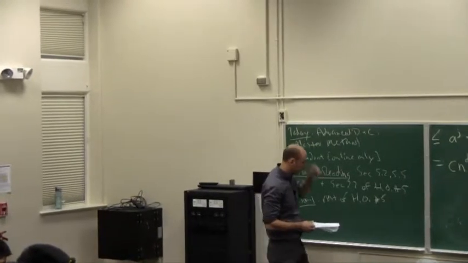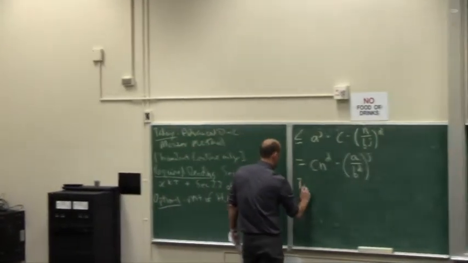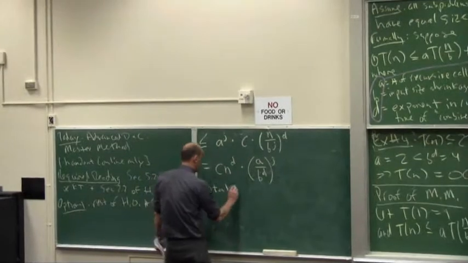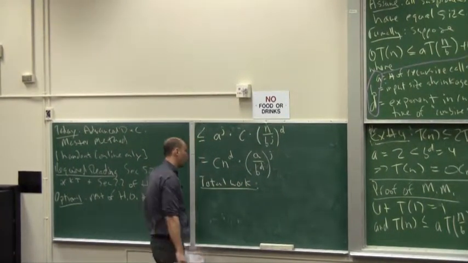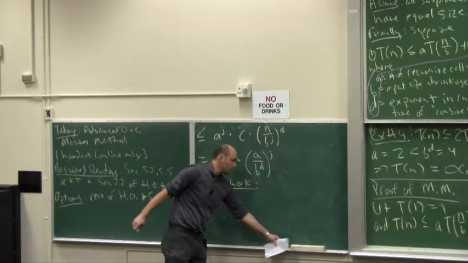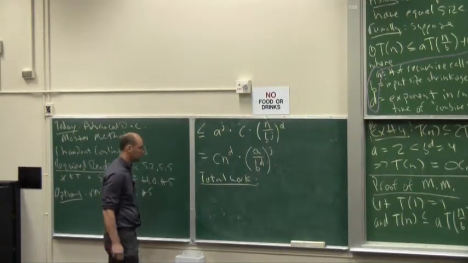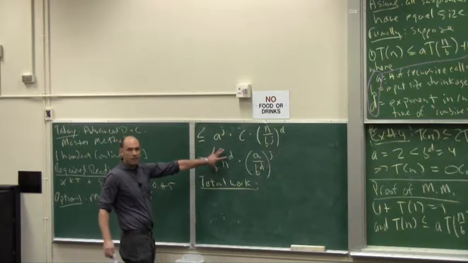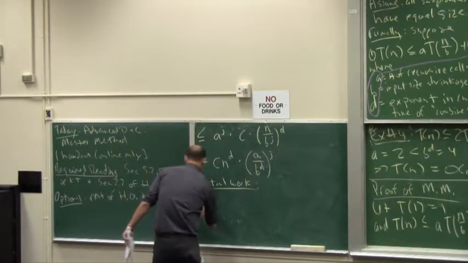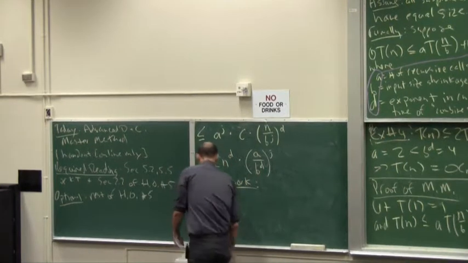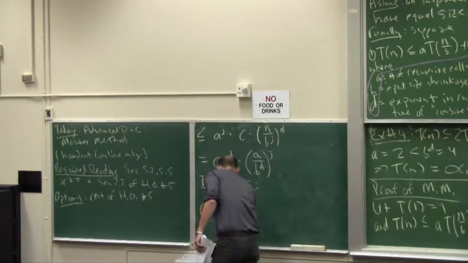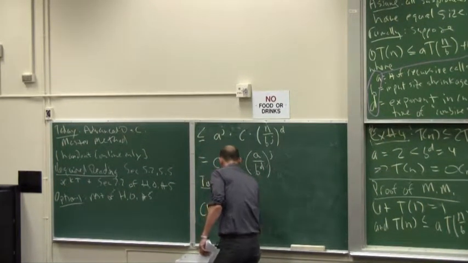All right. So before delving into the cases, there's not much we can say except for the following. For the total work, all we can do is add this up over all of the levels. This stuff is independent of the level J. So we have c n to the d times the sum over the levels, which go from level 0 up to log base b of n.